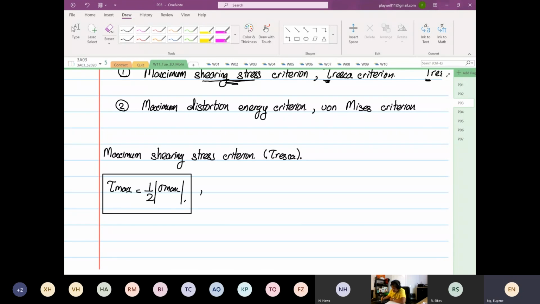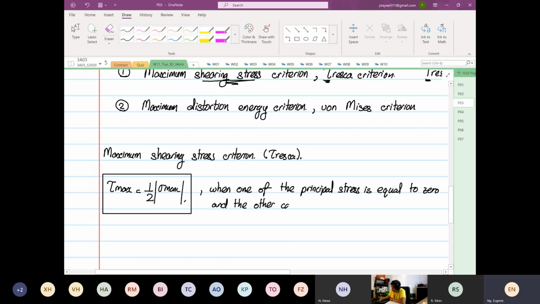It is only possible when one of the principal stress is equal to 0, okay, and the other can either be positive or negative. Okay, so what does this mean?